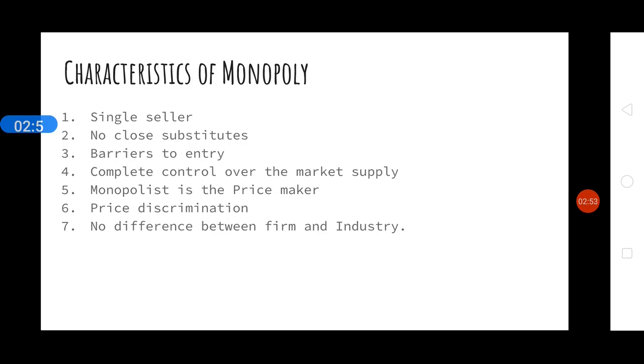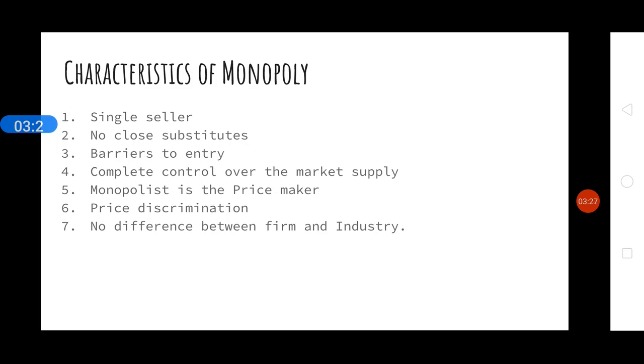Next is complete control over the market supply. We know that the monopolist is the only one supplying the product in the market. Therefore, he has complete control over the market supply. He is the sole producer of the commodity. There are entry barriers, which can be natural, economic, technological, or legal, which do not allow competitors to enter the market. And that's how he possesses complete control over the market supply of the product.